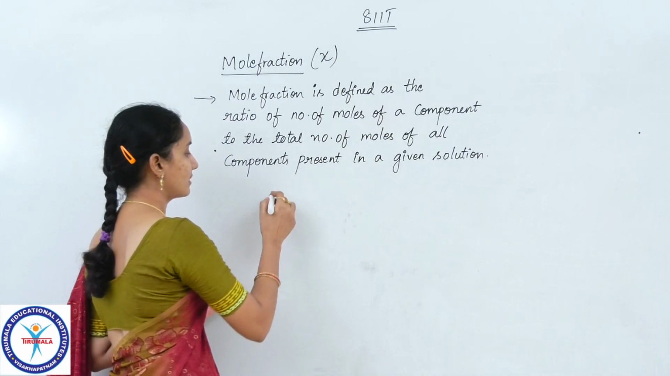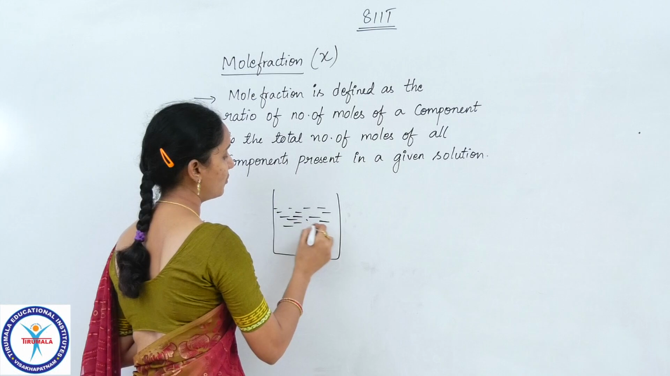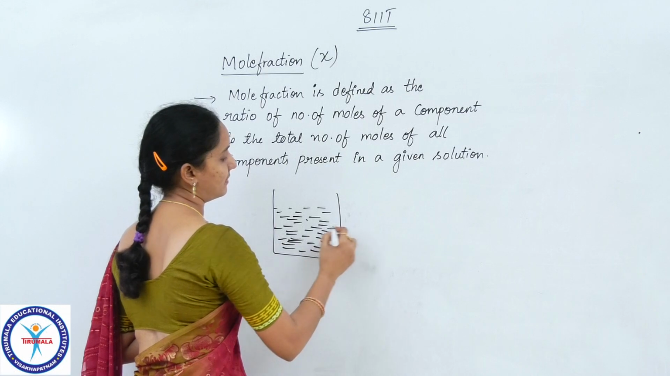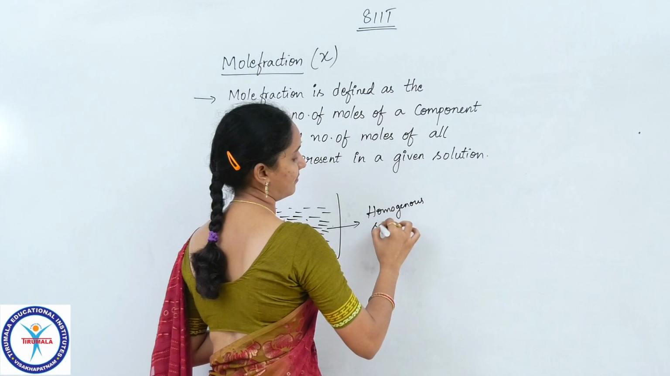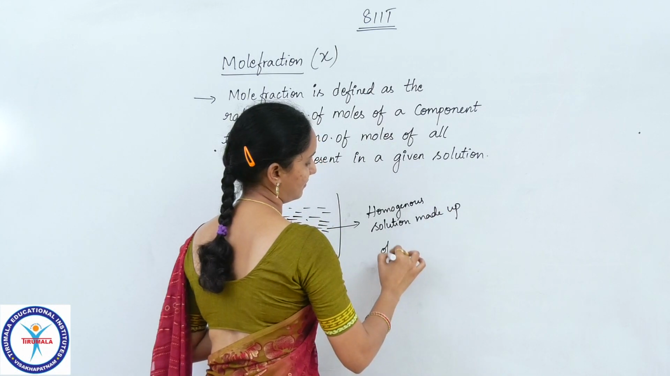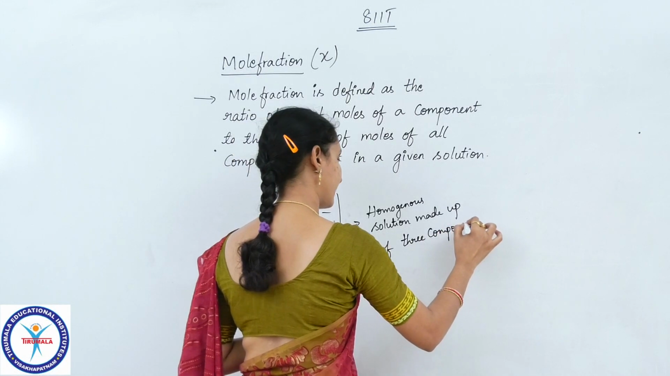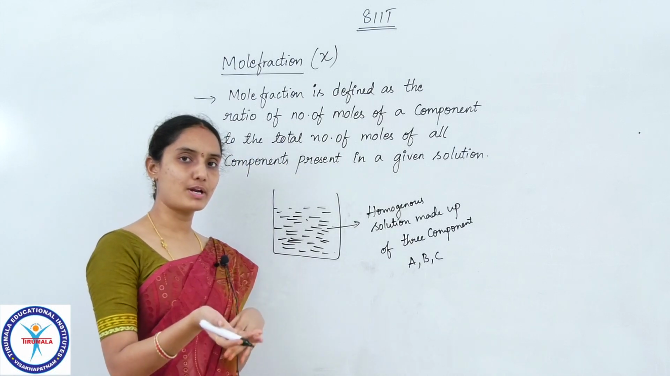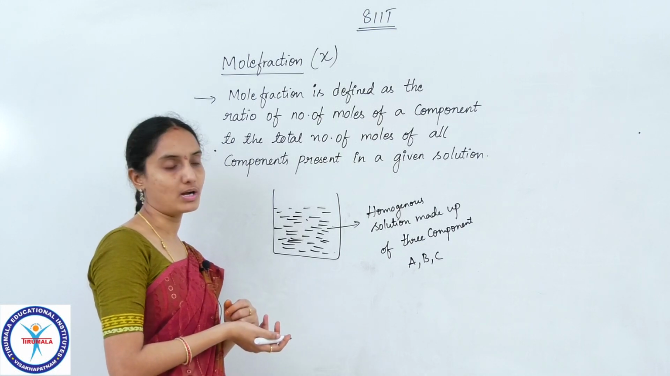Suppose we have a solution like this, a homogeneous solution made up of three components respectively, that is A, B and C. By mixing component A, component B and component C, we got this solution which is homogeneous in nature, so that it can be called a solution.